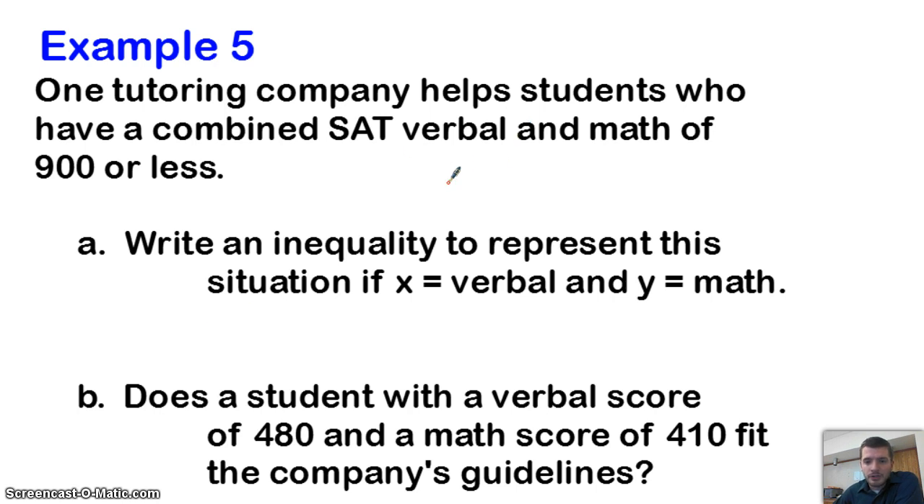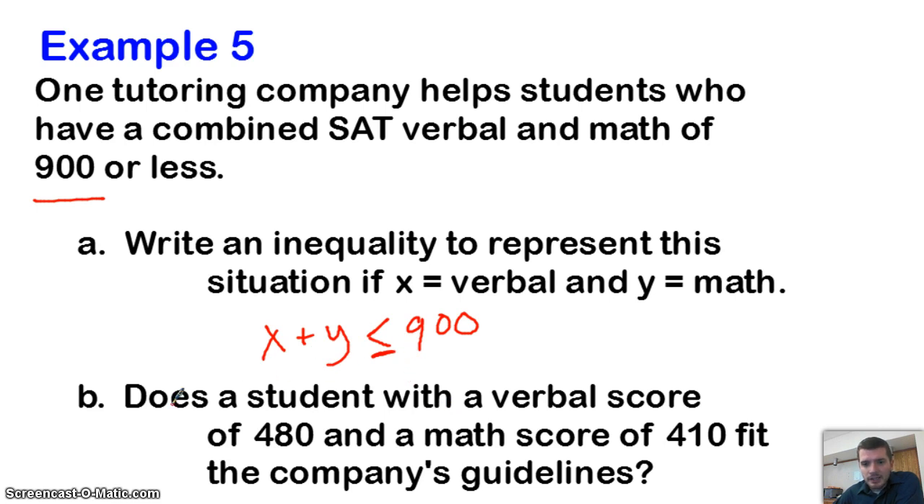So what you're going to do is take them, add them up and see what they're less than. So again, it's something less than 900. Okay, so 900 or less. So you know it's going to be less than. Now you have to say, if I got a 900, are they going to help me? It says combined SAT of 900 or less, so it looks like if I got a 900, they would still help me. So x plus y is less than or equal to 900.